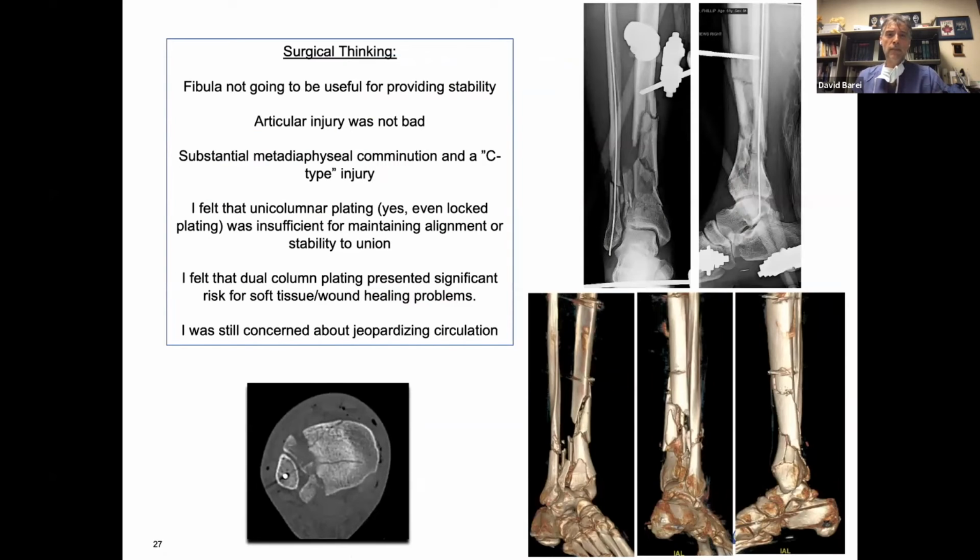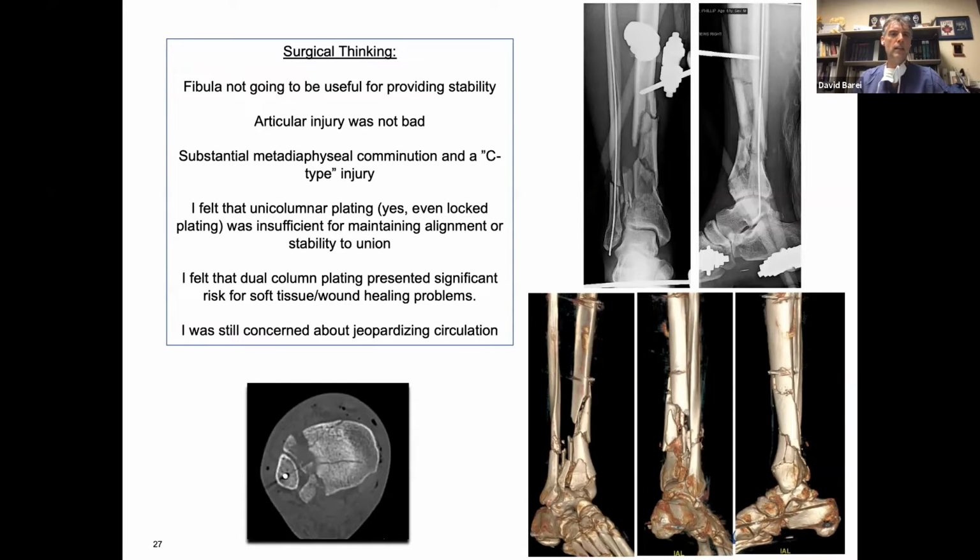So my surgical thinking for this guy is that the fibula is not going to be terribly useful for providing stability, certainly not the rigid stability that I had maybe gotten from that previous case. I also thought his articular injury isn't bad. He's got substantial metadiaphyseal comminution and a C-type injury pattern, which for me needs multiple column stability typically.